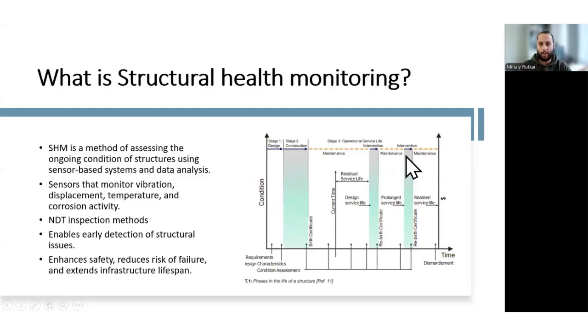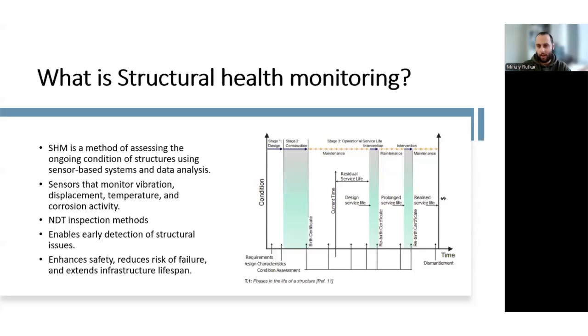So, what is structural health monitoring? Well, it's a process of continually assessing the condition and performance of structures such as buildings, bridges, and other critical infrastructure. It involves using sensors and data collected to detect changes or damage to a structure over time. These methods often involve sensors that monitor vibration, displacement, and temperature, among other factors. Structural health monitoring can help identify issues like cracks, corrosion, or deformation early, often before they become a serious problem.